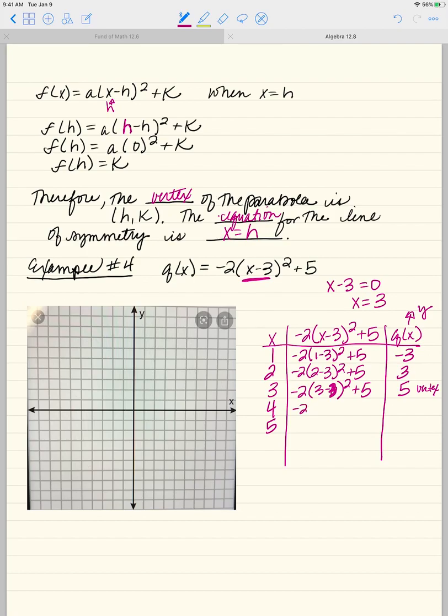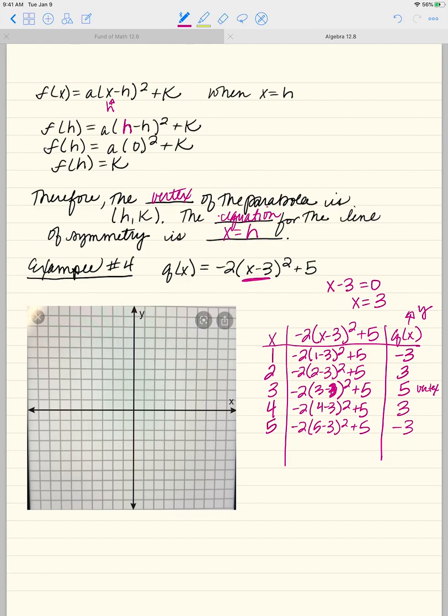Then we have 4, -2 times 4 minus 3 squared plus 5. We figured out our vertex, so you should already know what this y value is going to be. It should be 3. This is where our parabola is turning around. 4 minus 3 is 1. 1 squared is 1. 1 times -2 is -2. -2 plus 5 is 3. So what's going to be our y value for 5? It's -3. Let's make sure. 5 minus 3 is 2. 2 squared is 4. 4 times -2 is -8. -8 plus 5 is -3.